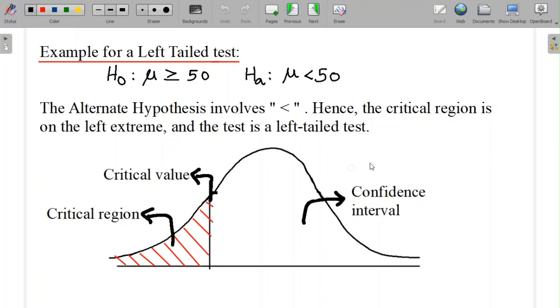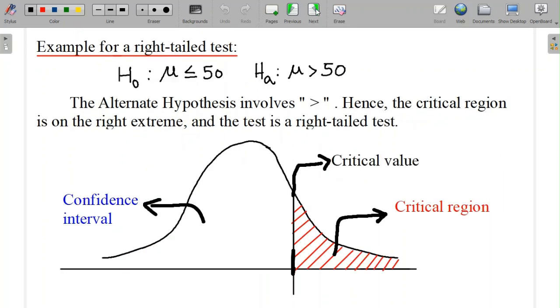The confidence interval is towards the right, the critical region is towards the left, and the critical value marks the boundary which separates the critical region and the confidence interval.